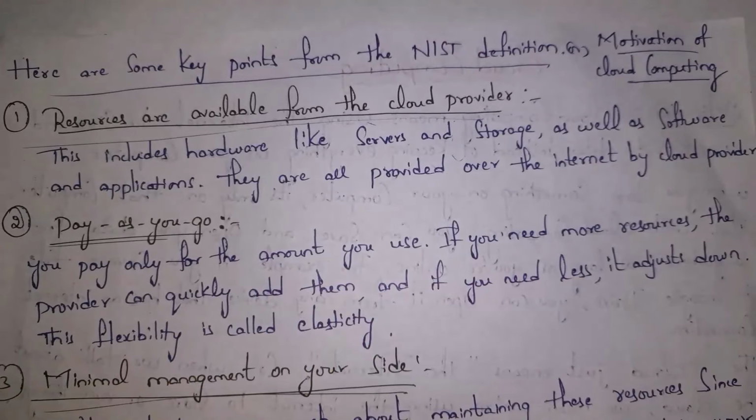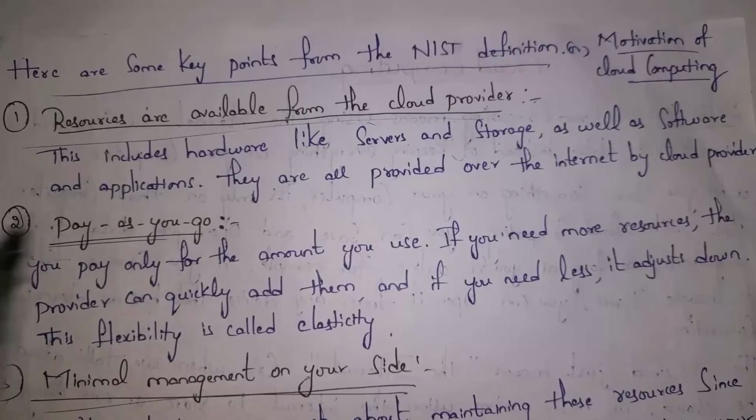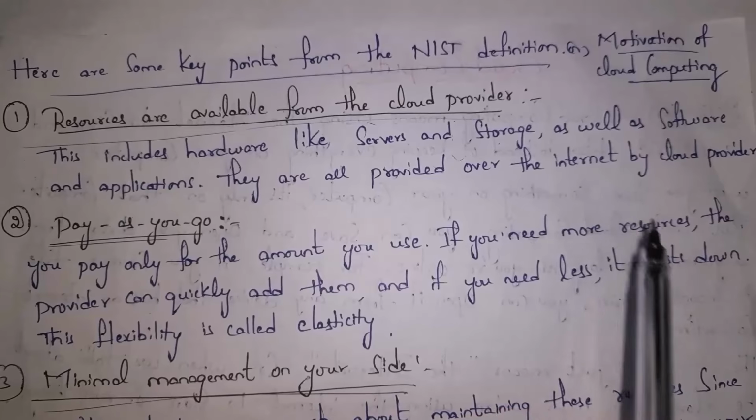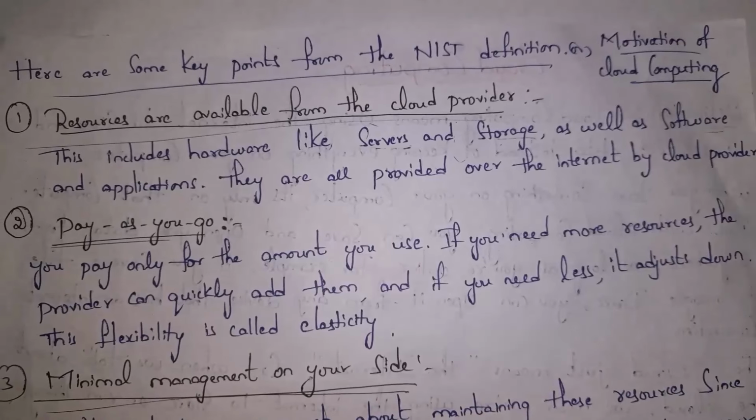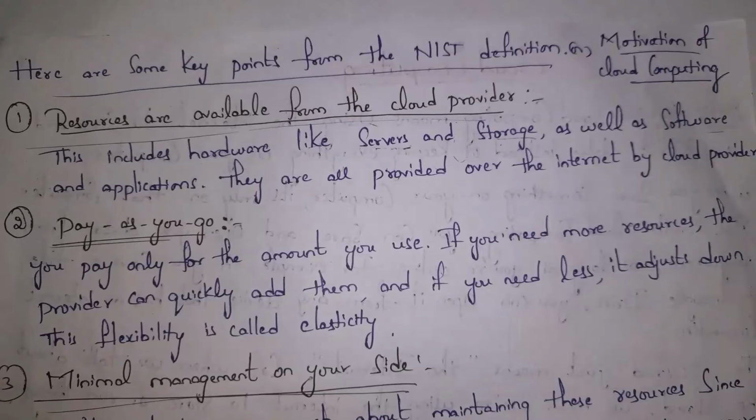These are some of the key points for the NIST definition, or you can also call it the motivation of cloud computing. And the first one is resources are available from the cloud providers. This includes hardware like servers and storage, as well as softwares and applications. They all are provided over the internet by cloud providers. I want one server for rent. So it is the cloud provider's responsibility to provide server for you. Not only servers, storage, software, whatever you want, it is provided by the cloud provider.